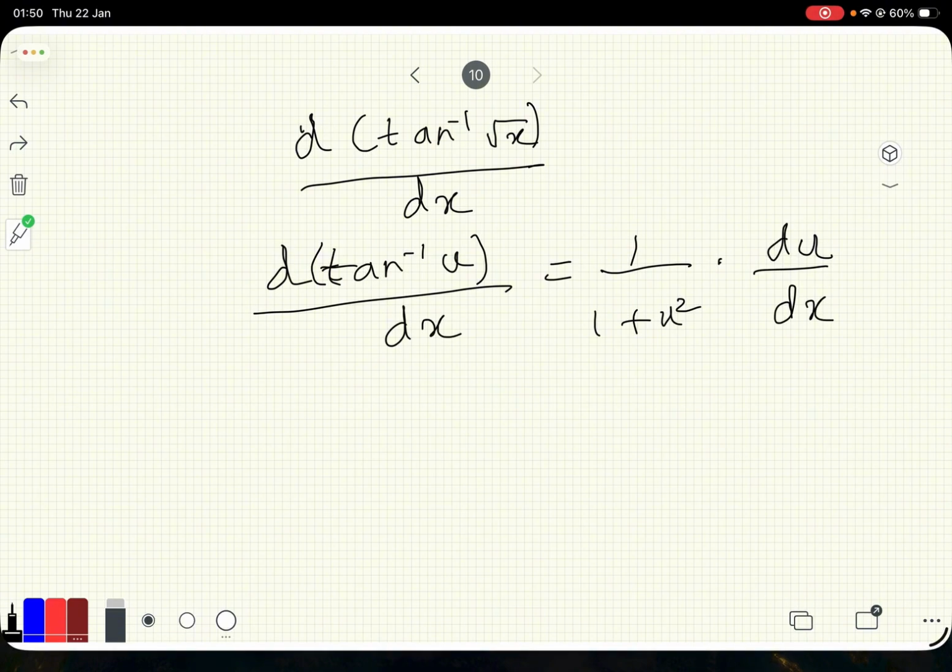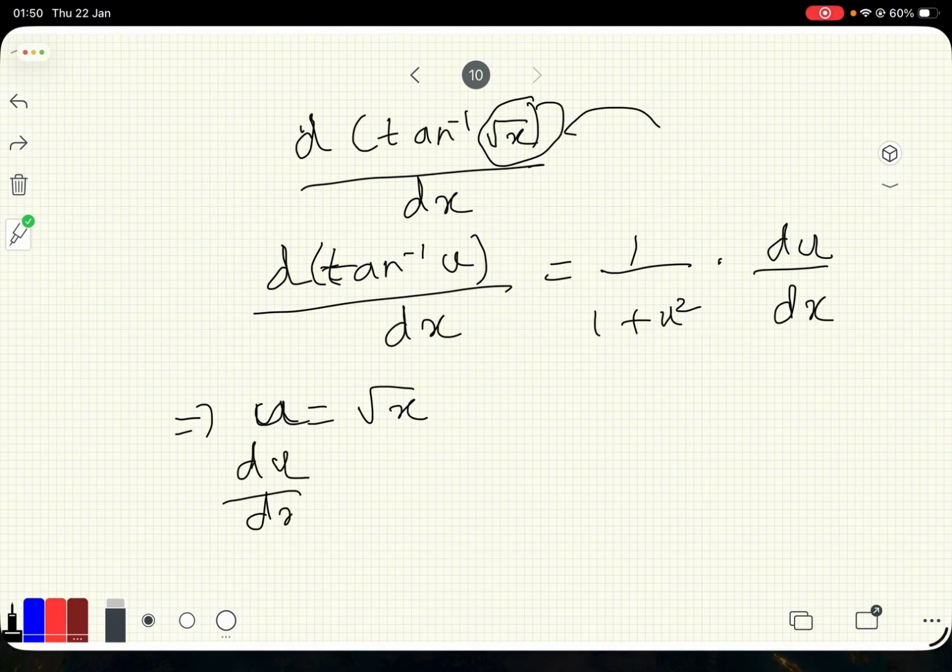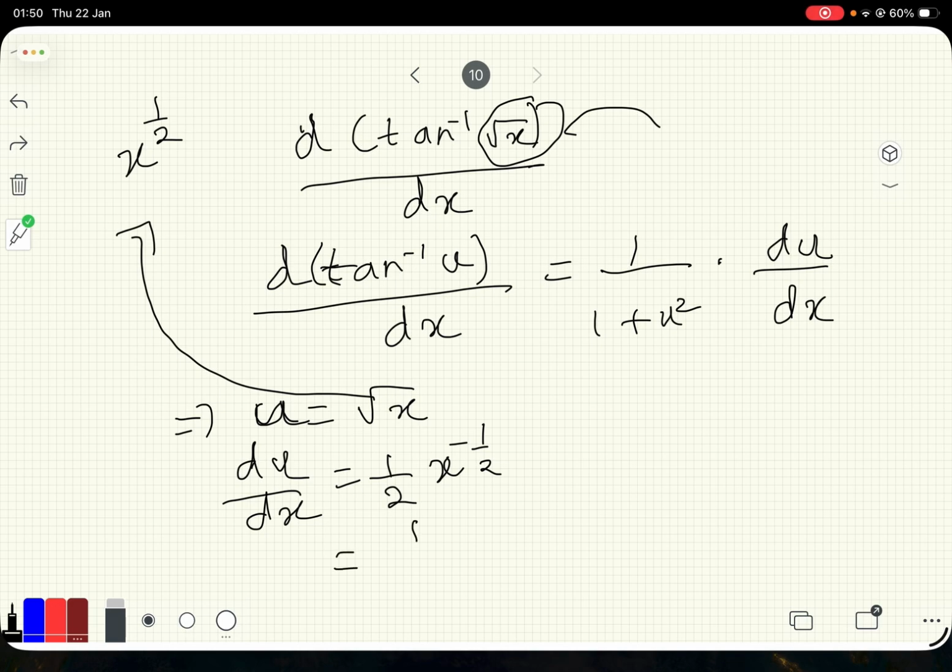So let's try to solve this question. What's our something here? Our something is root of x, so u is root x. Now du over dx, the derivative of u: you can write root x as x to the power of half, and the derivative is half x to the power of minus half, which is 1 over 2 root x.